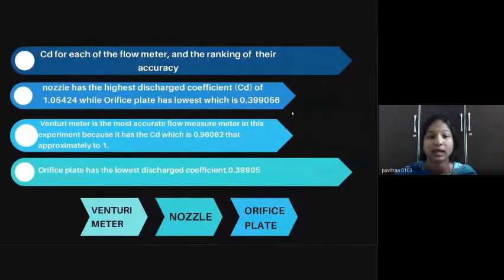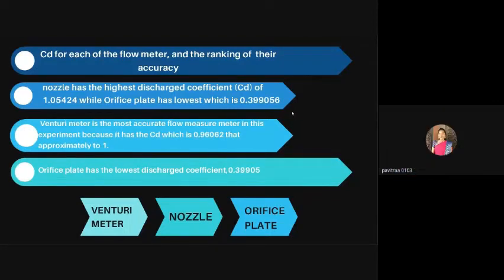Next, we would like to discuss the difference in discharge coefficient, CD, value for each of the following flow meters and the ranking of the flow meters according to their accuracy. The value of the discharge coefficient is necessary because the accuracy and efficiency of a flow meter is established by it.